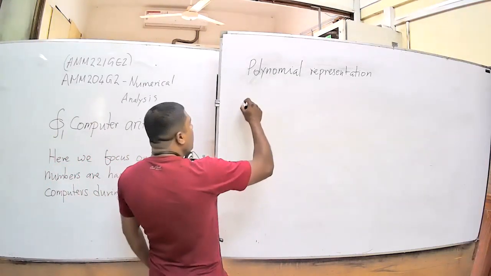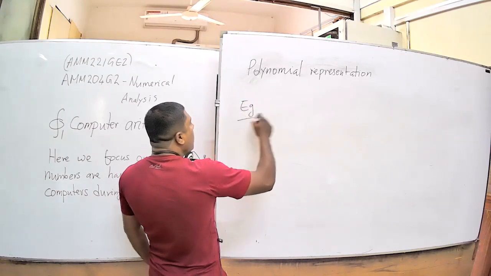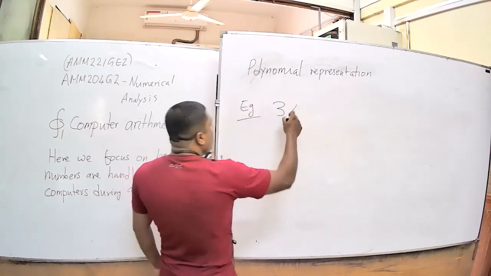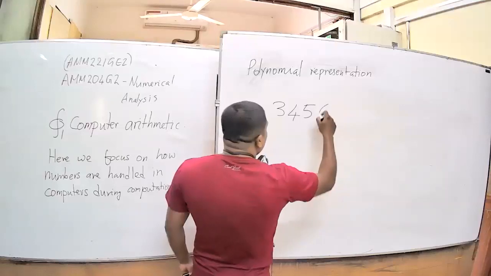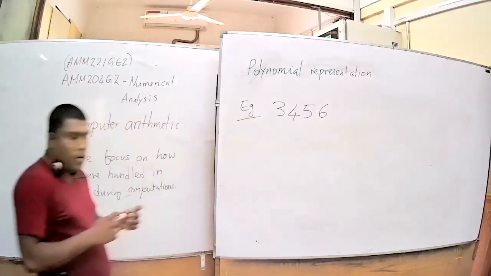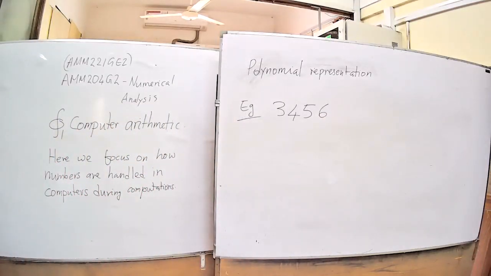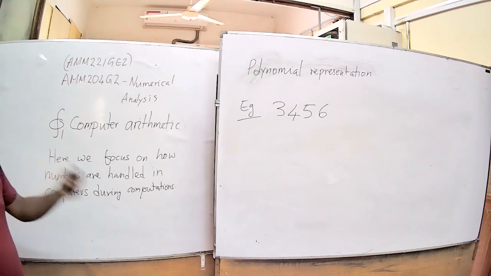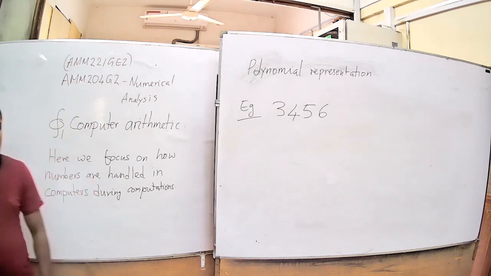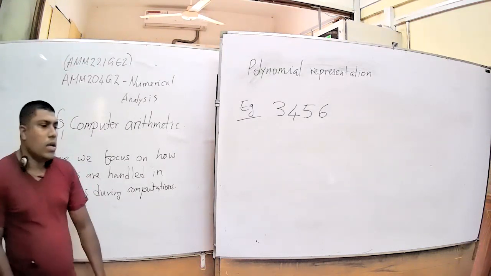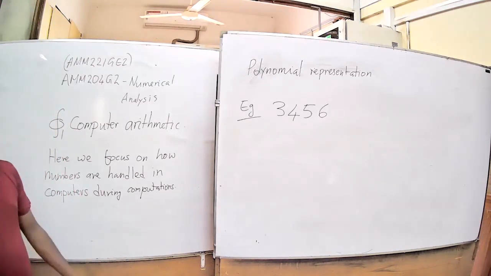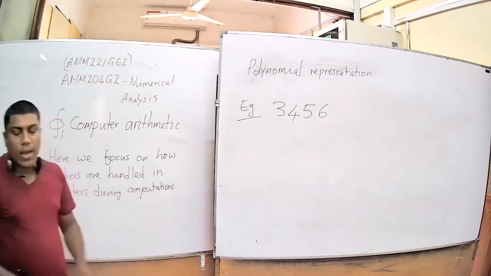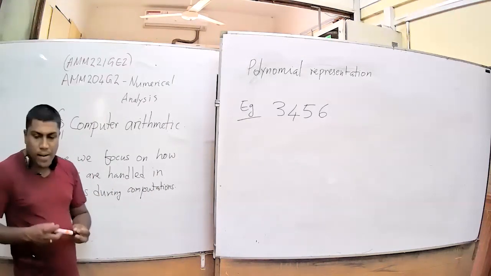Say for example, if you look at this number, 3456. Obviously when we give a number, you know it is a base 10 number. There are different bases. You already know base 10 is the commonly used base, but you have base 2, base 4, base 8, and base 16 as well.